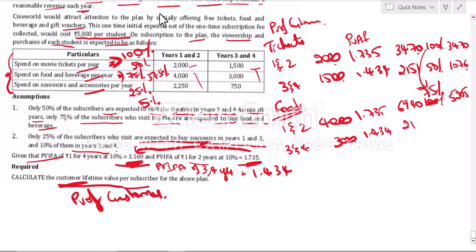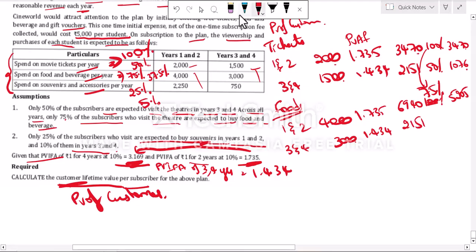Next, calculate the present value in the third and fourth years. 3000 into 1.434 is 4302. And of that only 37.5%. 4302 into 37.5% will be 1613.